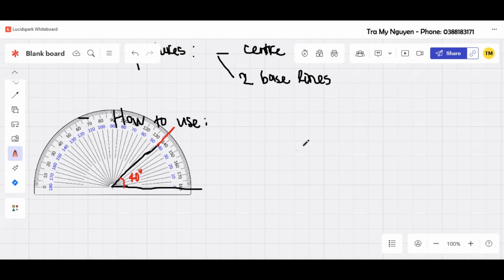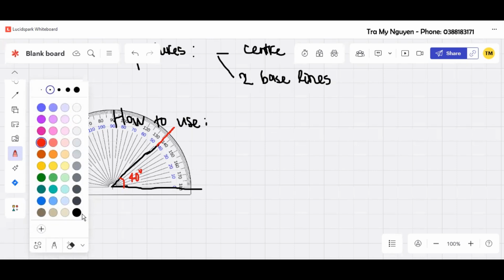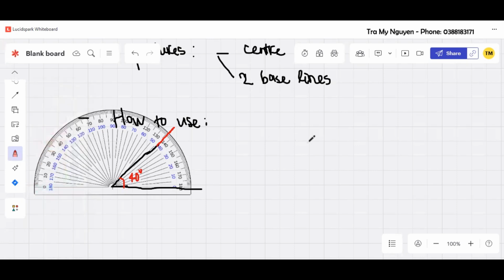Okay, one more example for you here. I will draw it next to the first one. Sorry, I will draw another angle, like this.